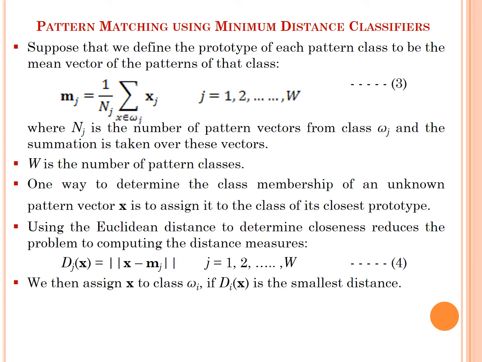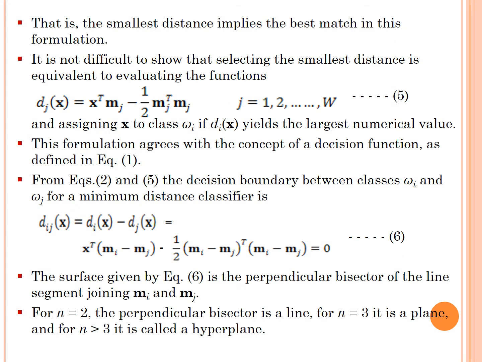One way to determine the class membership of an unknown pattern vector x is to assign it to the class of its closest prototype. Using the Euclidean distance to determine closeness reduces the problem to computing the distance measures D_j(x) = ||x - m_j|| for j = 1 up to W. We then assign x to class w_i if D_i(x) is the smallest distance. That is, the smallest distance implies the best match in this formulation.